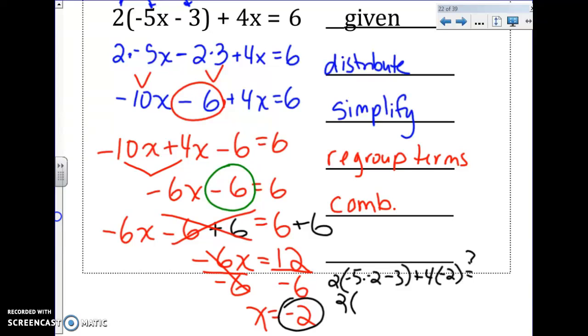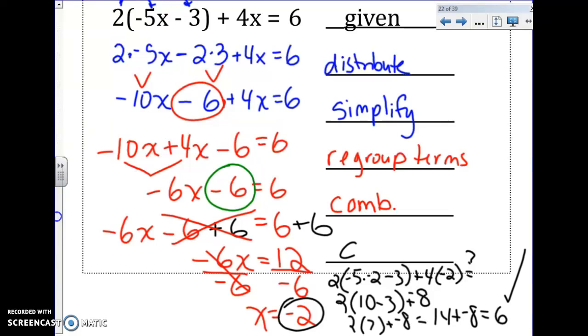Inside the parentheses, negative 5 times negative 2 gives me positive 10 minus 3 plus 8, negative 8. 2 times 7 plus negative 8. 2 times 7 is 14. 14 plus negative 8 is 6. Yay, that's what I want it to be. So this is checked.